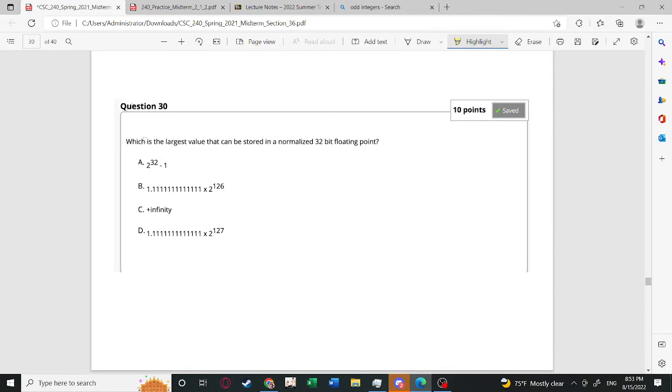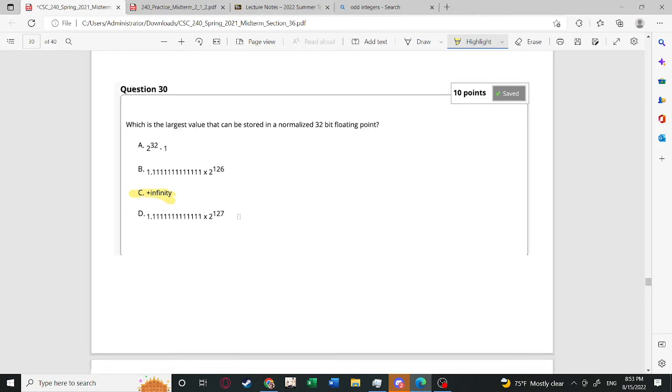Which is the largest value that can be stored in a normalized 32-bit floating point? That is one of the special cases. If you go to the chart, you will see plus infinity. So yeah.